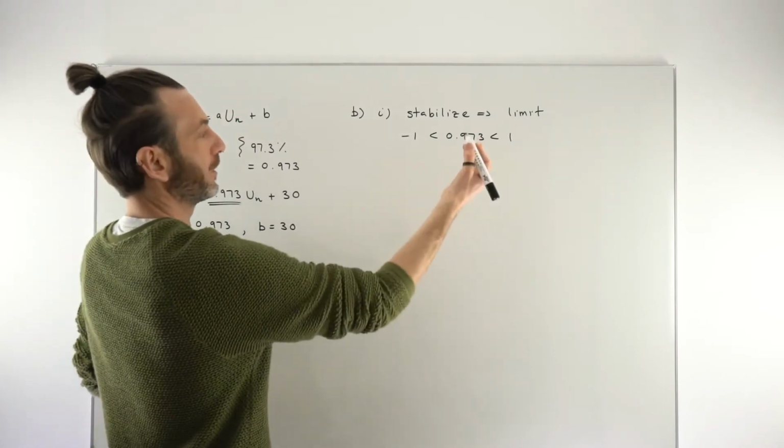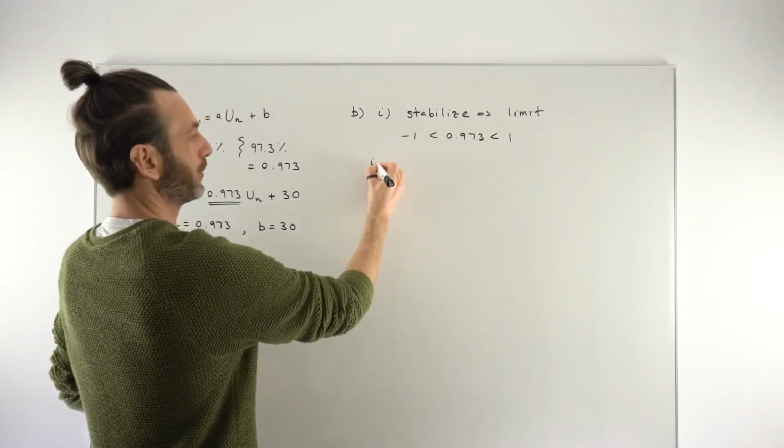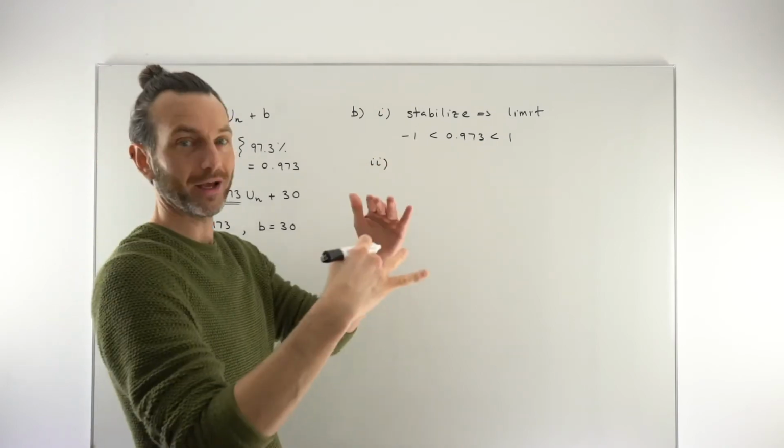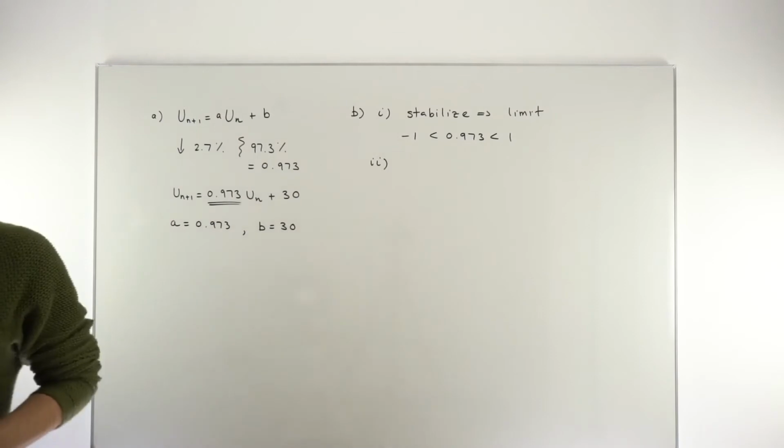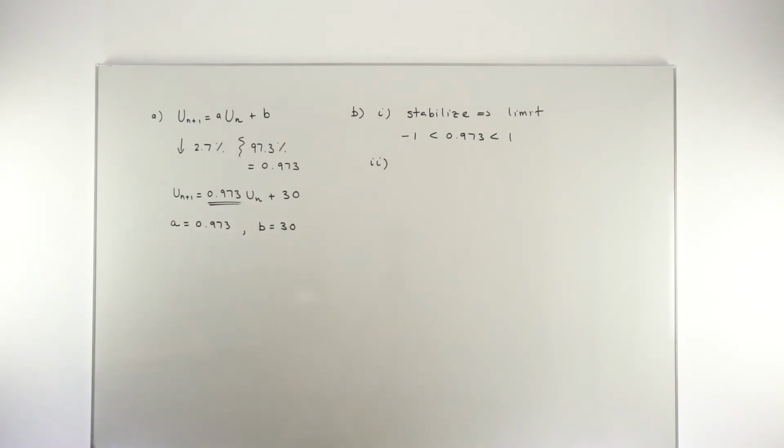And the limit is the long-term behavior. So we don't know how long the long term is. It's just over time, not like in the short term. Okay, so part 2 of part B, calculate the long-term population.